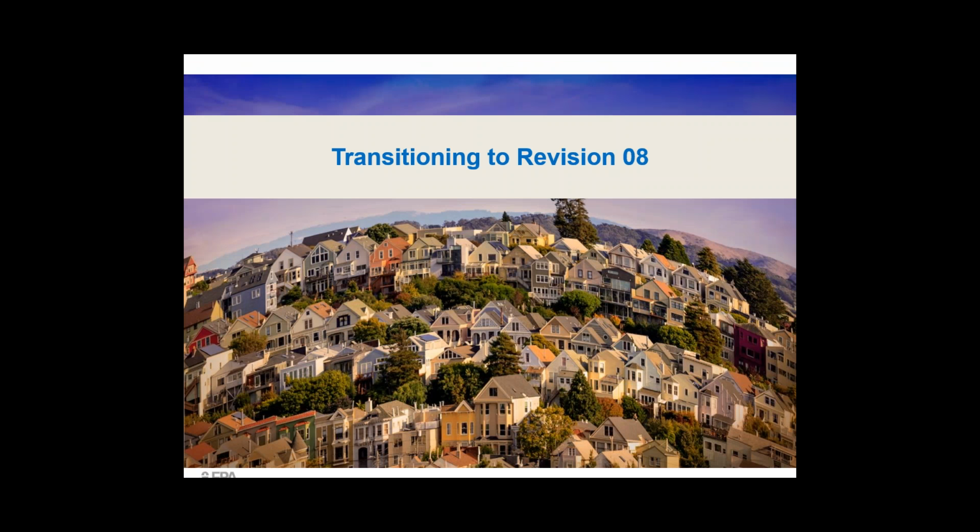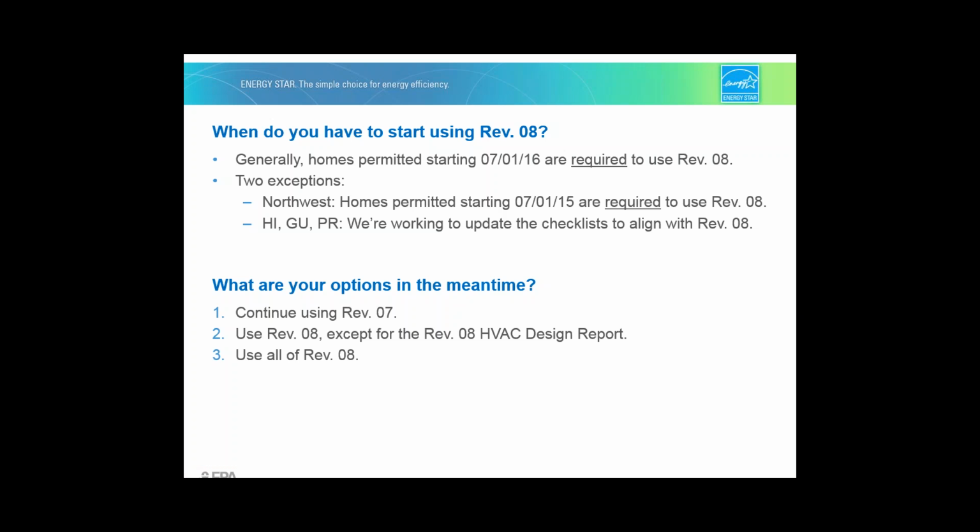Okay, so the next thing I want to talk about before we wrap up is transitioning to Revision 8. In short, we think that Revision 8 is a big deal for designers. It's reducing the paperwork to a one-page report per design. It's clarifying key policies and streamlining your work. And we think it's a big deal for commissioning contractors as well. It reduces your paperwork to a single-page checklist, and it streamlines both your commissioning tasks and the certification process. But let's talk about when you have to start using Revision 8 and how to get from here to there.